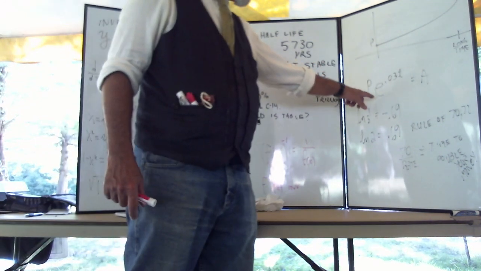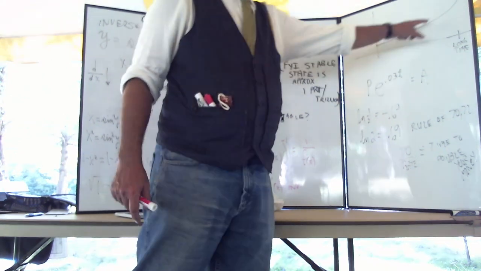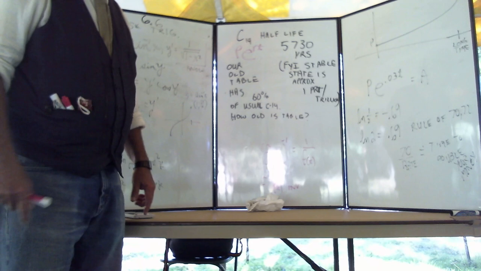Over here on the right, we talked about another Pert function with positive interest rate, and it takes a long time to grow. It's a very slow-growing function.